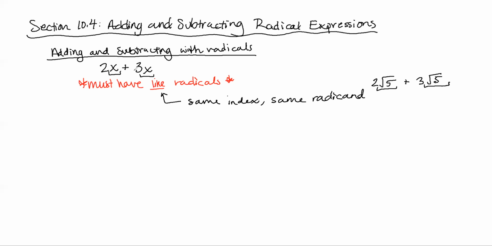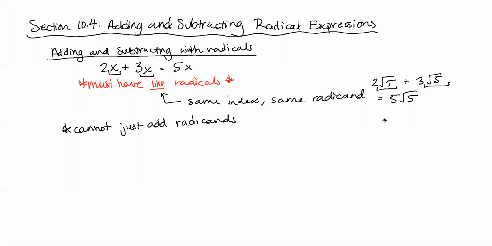So remember, when you add variables, you keep that x, you add the coefficients. Same thing here, we're going to add the coefficients. So you add the 2 and the 3, keep the radical. So let's go ahead and go through some examples. And before we do that, actually, let's see why you cannot just add the radicands. So like we saw over here, we're going to be adding the coefficients, so we'll leave the radicand alone.